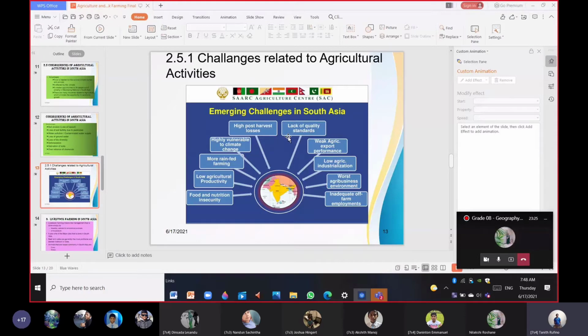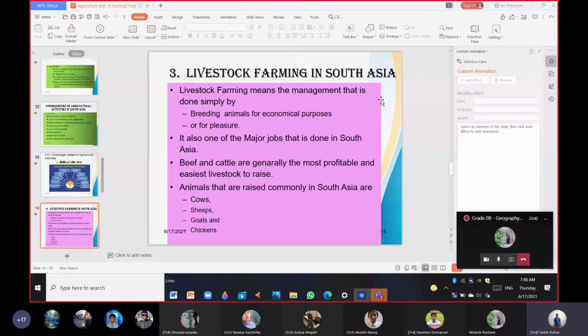Livestock. Then the third major point is livestock farming in South Asia. What is livestock farming? It is the management done simply by breeding animals for economic purposes or for pleasure. It is also one of the major jobs done in South Asia. Livestock is another topic under agriculture. Beef and cattle are generally the most profitable and easiest livestock to raise. The common animals raised in South Asia are cows, sheep, goats, and chickens.